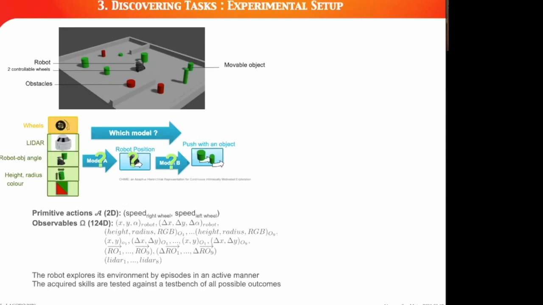The robot explores its environment by episodes in an active manner, and the acquired skills are tested against the test benchmark of all possible outcomes. So we'll try to see if it can move itself to any place in the room, and the objects also, if it can move them to any position in the room.